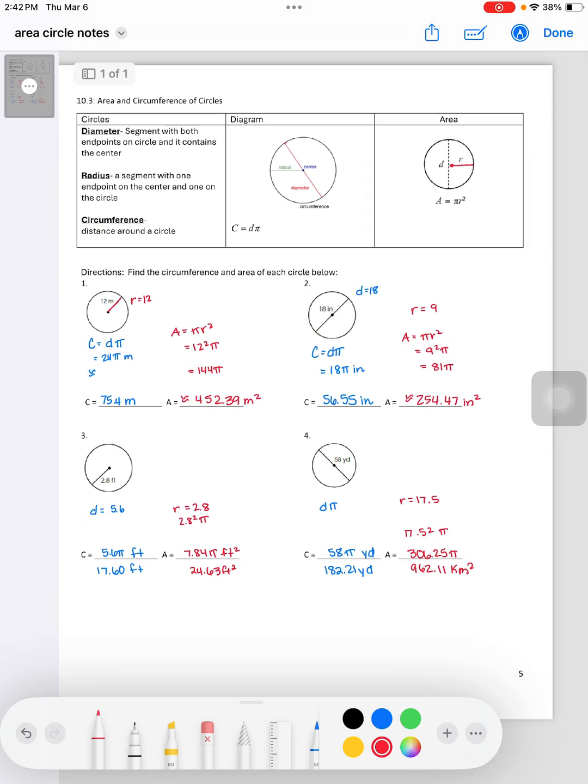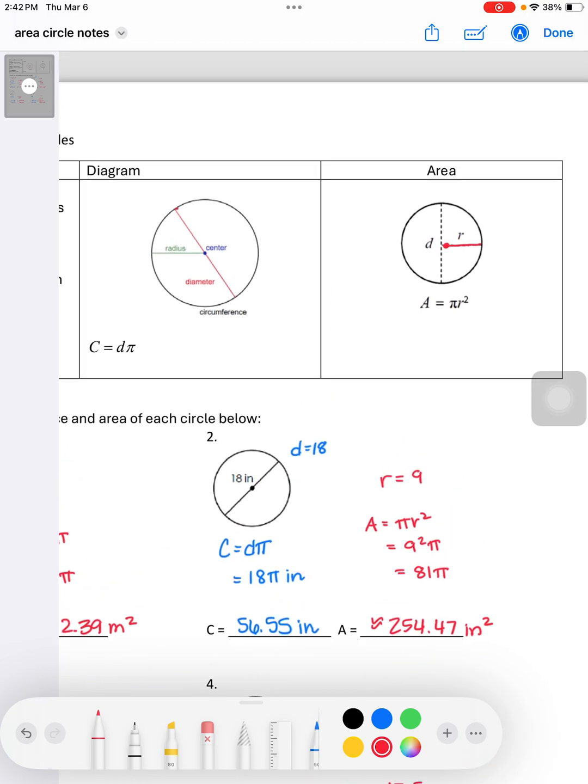This concludes my video on area and circumference of a circle.